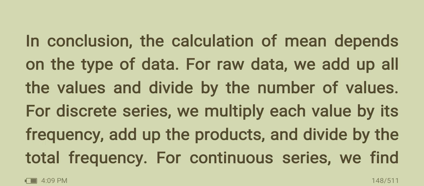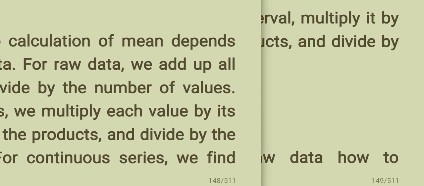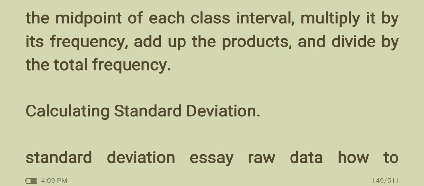In conclusion, the calculation of mean depends upon the type of data. For raw data, we add up all the values and divide by the number of values. For discrete series, we multiply each value by its frequency, add up the products, and divide by the total frequency. For continuous series, we find the midpoint of each class interval, multiply it by its frequency, add up the products, and divide by the total frequency.